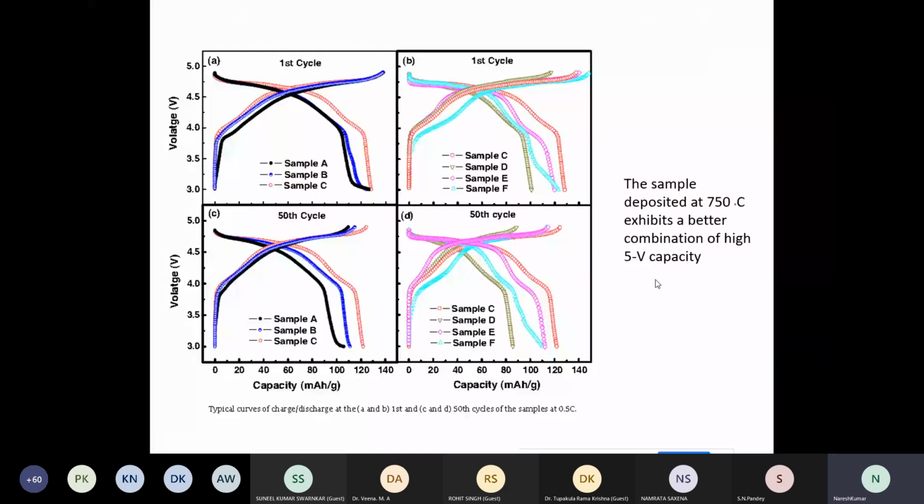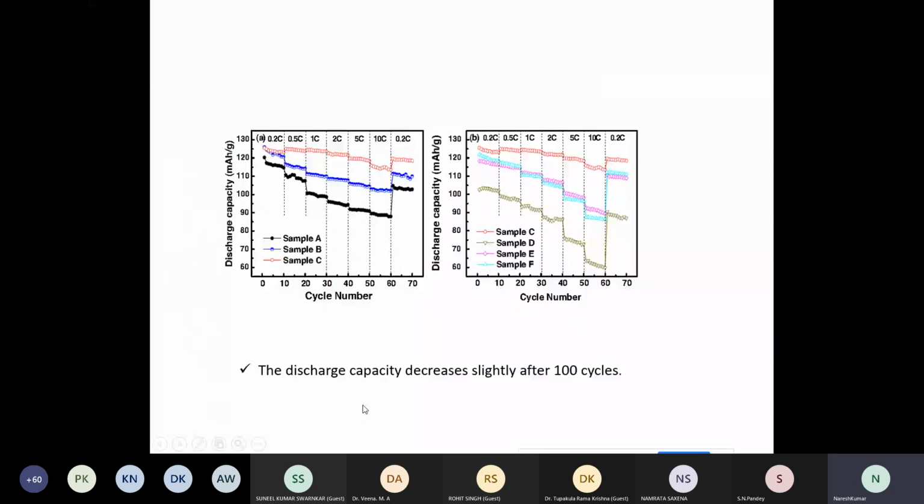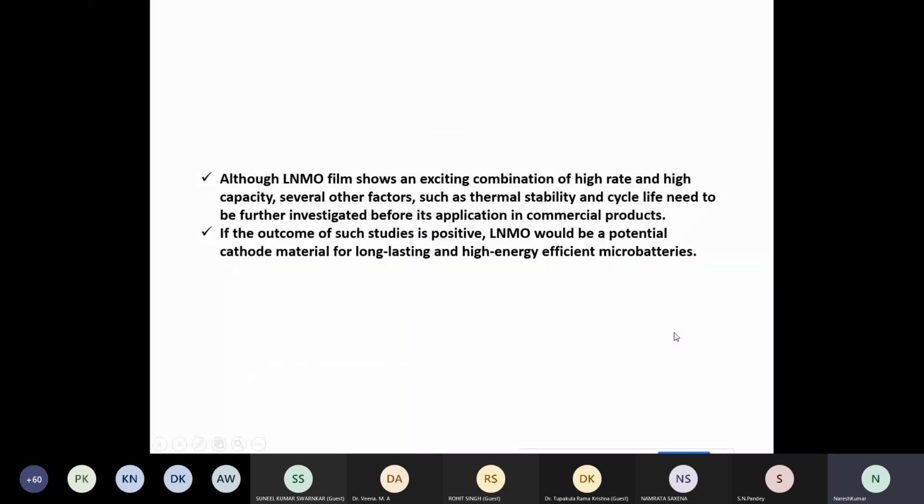For these samples, the discharge capacity was almost stable. It was found to slightly decrease over 100 cycles. If you go for more than 100 cycles, then the charge discharge capacity goes down. So this has been studied. The LMO film shows some combination of high rate capacity or other factors, but I don't know whether it can be used as a good candidate for a long-lasting cathode material or not. One has to study more on this.